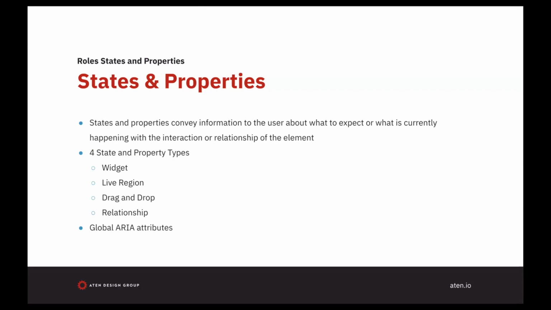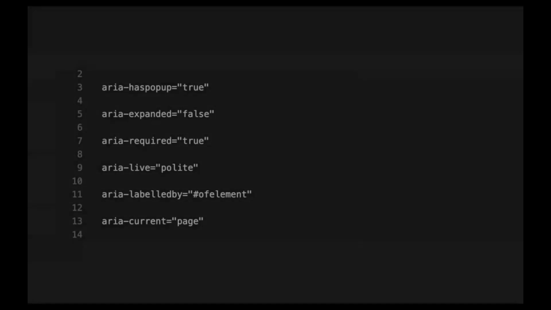global ARIA attributes anyways. So some states and properties apply to all HTML elements, regardless of whether an ARIA role is applied. So you don't necessarily need to worry about that parent-child relationship. You don't have to worry about adding one ARIA because another ARIA is already on there, and so on and so on. It can be used anywhere. So these states and properties are pretty helpful.